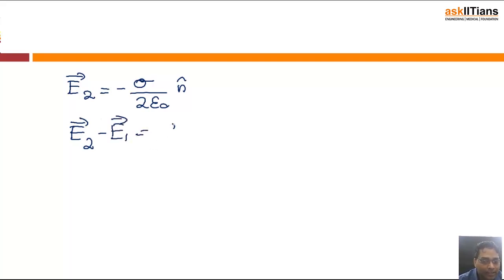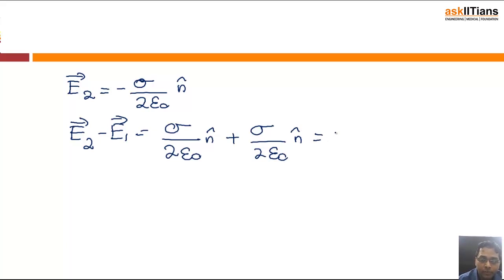So this is going to be just added up, because one is going to be plus, the other is going to be minus. So you will get sigma over 2 epsilon naught n cap plus sigma over 2 epsilon naught n cap. Therefore, this comes out to be sigma upon epsilon naught with n cap. Therefore, what does this mean? If you multiply, because n you know is a unit vector, the product of unit vectors is just 1.